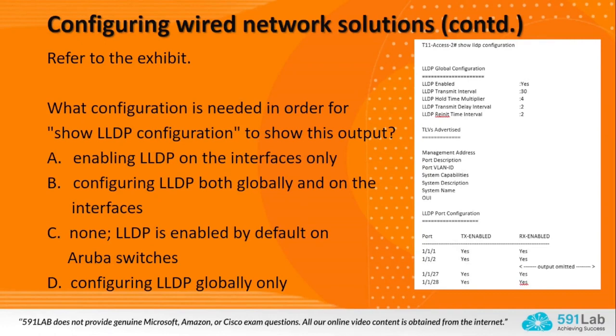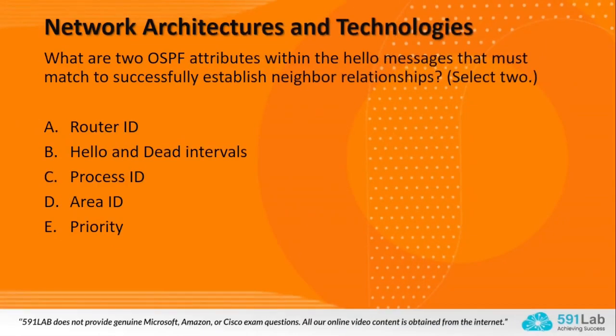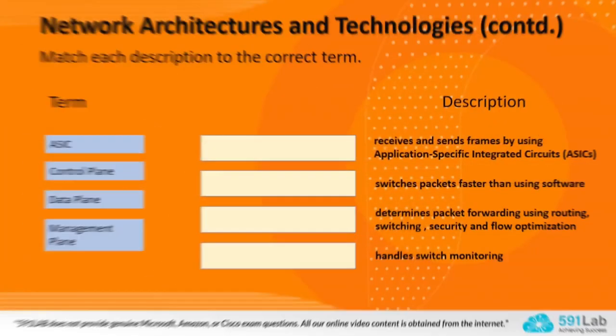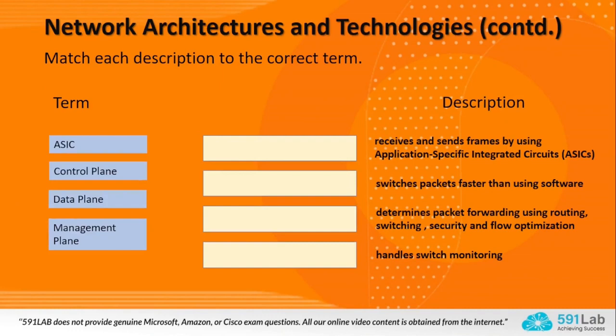Okay, refer to this exhibit. What configuration is needed in order for show LLDP configuration to show this output? So they are asking what are the 2 OSPF attributes within the hello messages that must match to successfully establish neighbor relationships. Okay. Match each description to the correct term. So you can see some terms: ASIC, control plane, data plane, management plane.